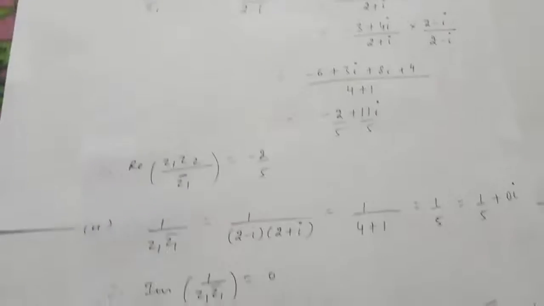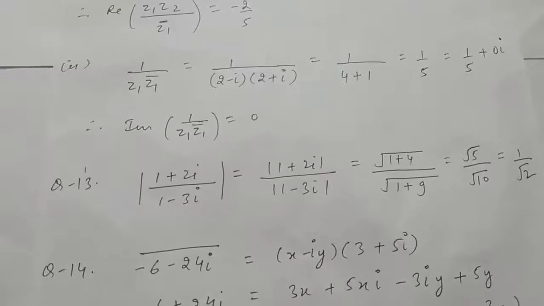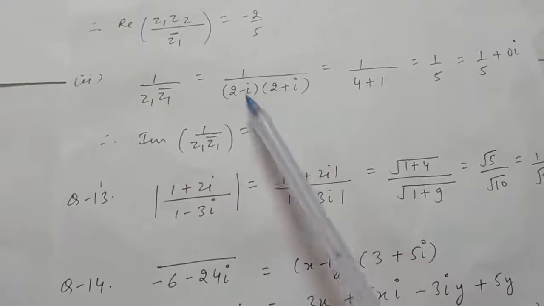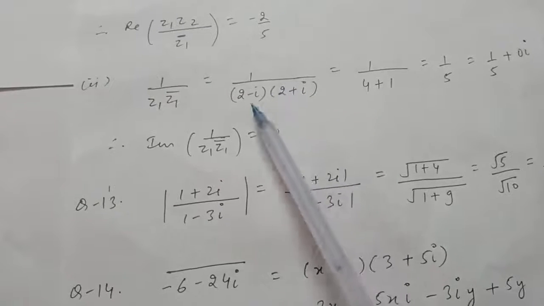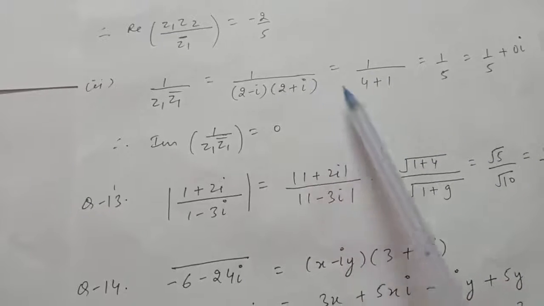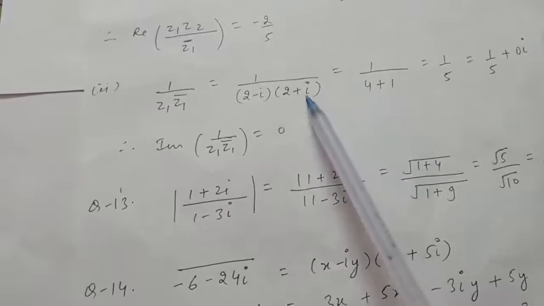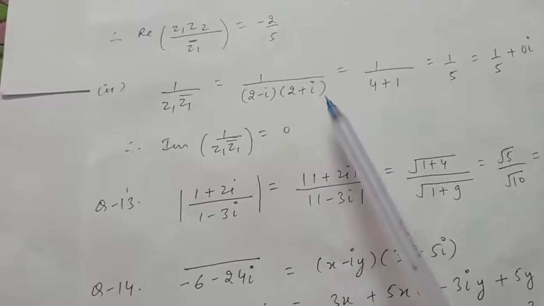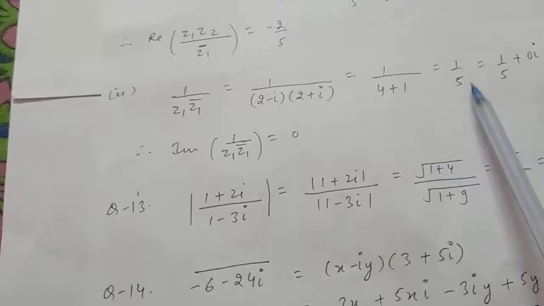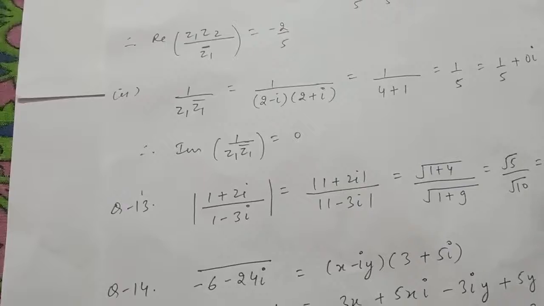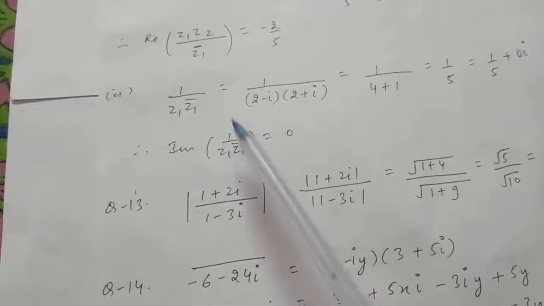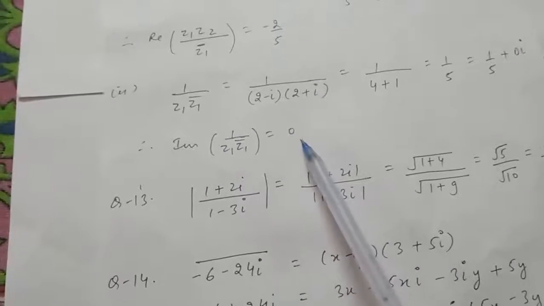Now in the second part you have to find the imaginary part of 1 upon z1 into z1 conjugate. So first of all find this: z1 into z1 conjugate is (2 minus iota) into (2 plus iota). Multiply these two, you will get 1 upon a square, which is 4, minus b square. So minus of iota square, that is minus of minus 1, which is plus 1. So you will get 1 by 5, which can also be written as 1 by 5 plus 0 iota. Therefore the imaginary part of this complex number is 0, right?